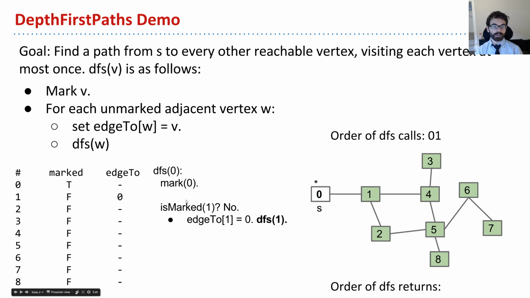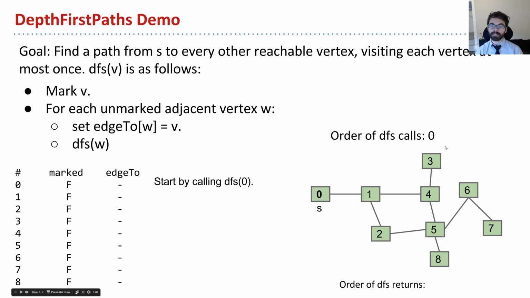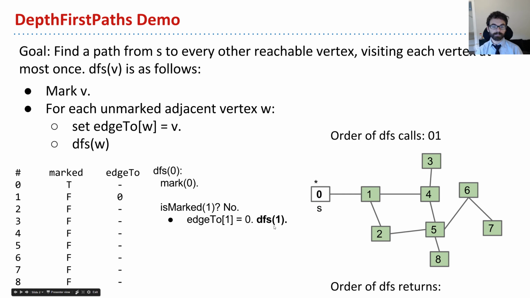In that case, we mark 0, then we say, is 1 marked? No. Since 1 is not marked, we say the way to get to 1 is to come through 0. I'm at 0, I see 1, no one's been there, so I'll make a note that the way to get to 1 is to start from 0, and then I'm going to continue my search at 1. I have a little running tally here showing the order in which we call DFS. Next up, we call DFS on 1.